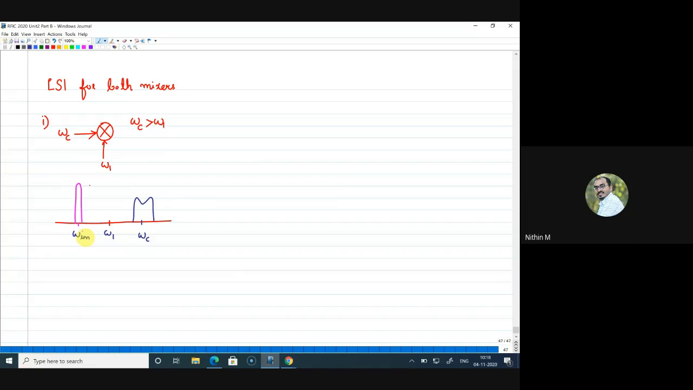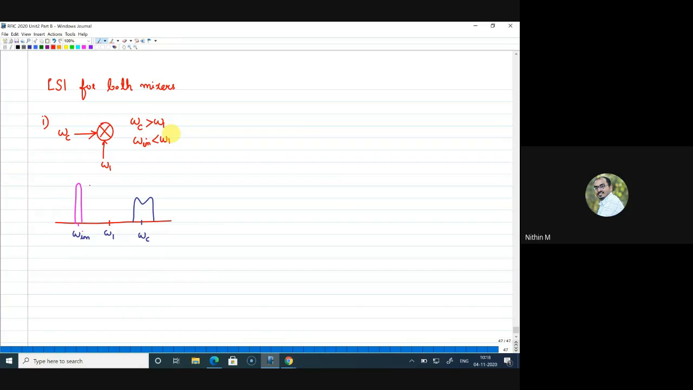Now I know that omega C is greater than omega 1. Also, omega image is less than omega 1. These two things are straightforward from the location of the signals in the spectrum. We can directly say this, right? All right, so let this be here.